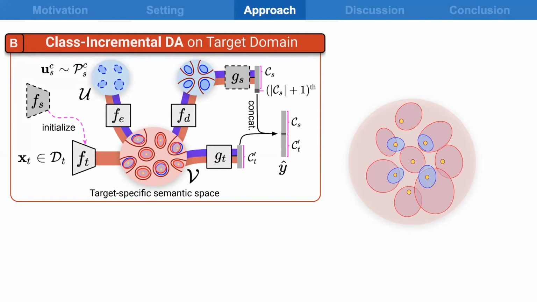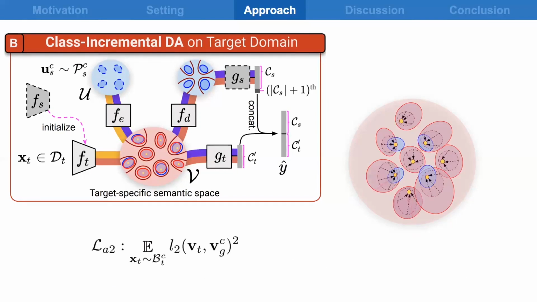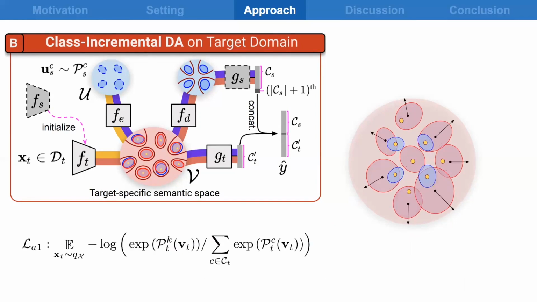Next, to perform adaptation, we define learnable guides that aid in aligning the target clusters. We employ the centroids of the source Gaussian prototypes as the guides for the shared classes, while the one-shot target samples are used as the guides for the novel target classes. These guides are used to pseudo-label the target features through a nearest guide assignment. The adaptation loss then drives the target samples closer to their respective guides.